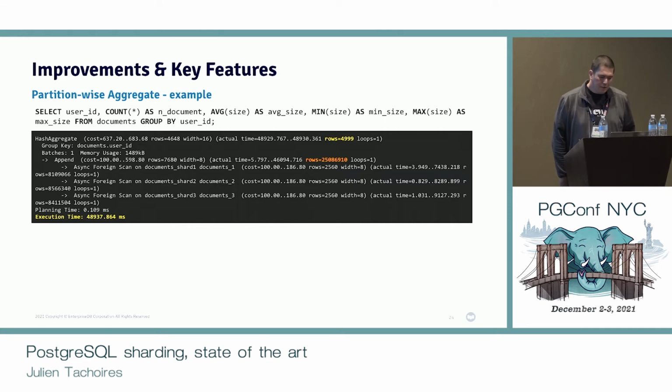If we take a look at the execution plan, we can see that we have 3 foreign scans issued, basically 1 per document partition, and 25 million rows are retrieved by the coordinator node, and the aggregate operations are executed by the coordinator node, and almost 5,000 rows are returned by the query, which is the number of users in our database. And the execution time is 49 seconds.